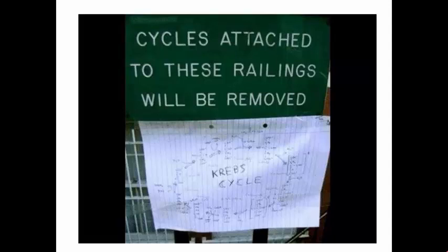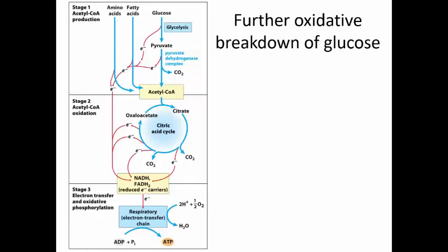This video is going to take us from pyruvate, which we ended up at the end of glycolysis, all the way to the rest of the CO2s. So we are going to completely finish oxidizing glucose here. And that is going to be primarily due to something called the Krebs cycle.